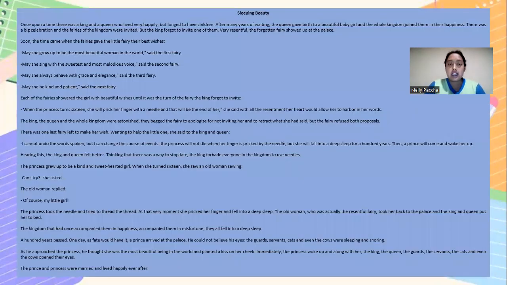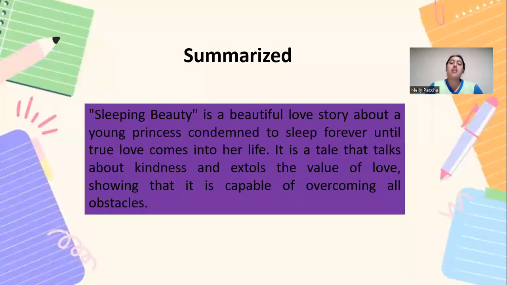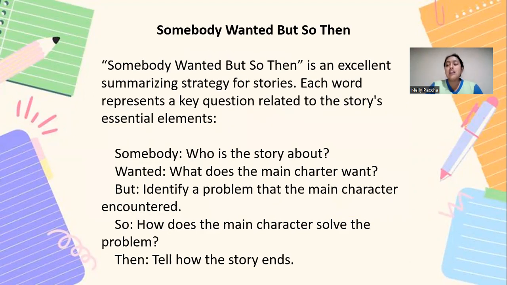The example is Sleeping Beauty. The story is very long, and using this strategy for this story: Sleeping Beauty is a beautiful love story about a young princess condemned to sleep forever until true love comes into her life. It is a tale that talks about kindness and extols true love, showing that it is capable of overcoming all obstacles. Other examples that use this strategy are movies, stories, and personal stories.